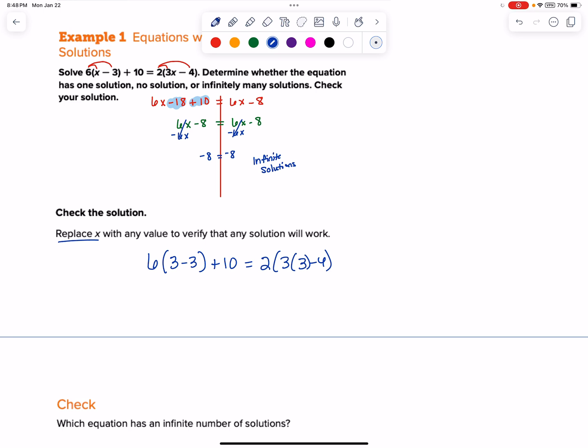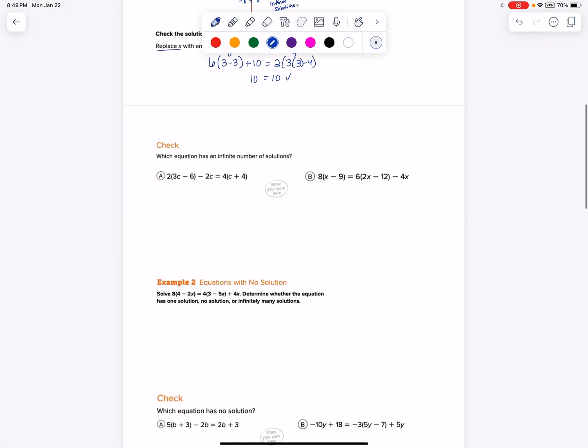Okay, so we're plugging this in, see what happens. So what we end up with, 0 times 6 is 0 plus 10. We end up with 10 on that side. Multiply first. 3 times 3 is 9. 9 minus 4 is 5. 5 times 2 is 10. Okay, so you can see you can plug in anything you want. Okay, and it works.